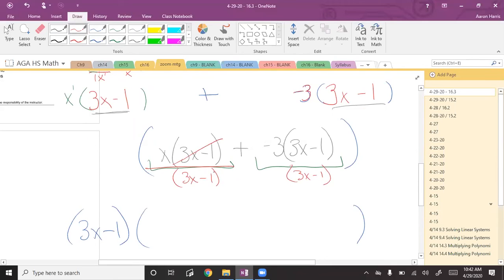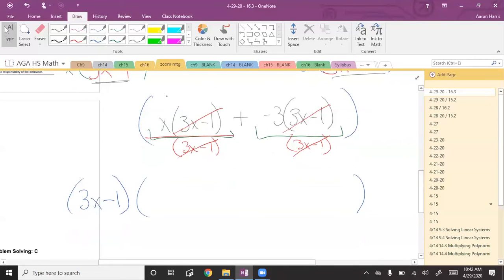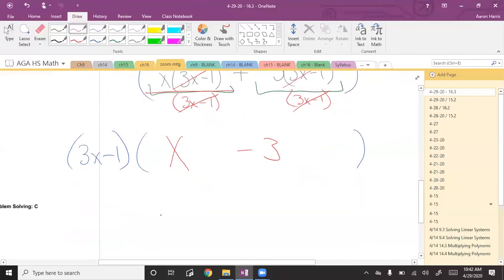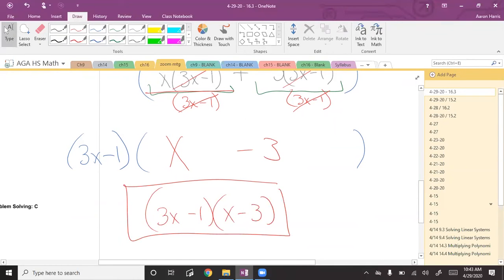So this divided by this is 1. Like 4 divided by 4 is 1. 2,000 divided by 2,000 is 1. So when I divide it by the same thing, they cancel out. What's left? X. What's left? Plus a -3, which is a positive times a negative, is just a negative. So my answer is 3x minus 1 times x minus 3. And that's my answer.